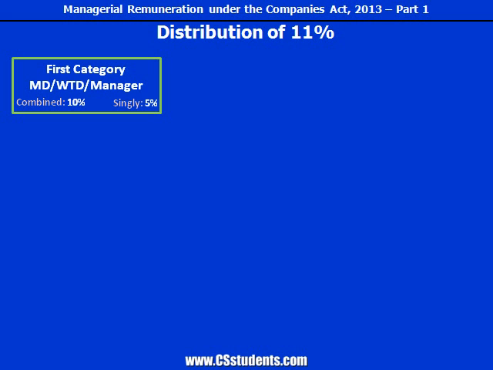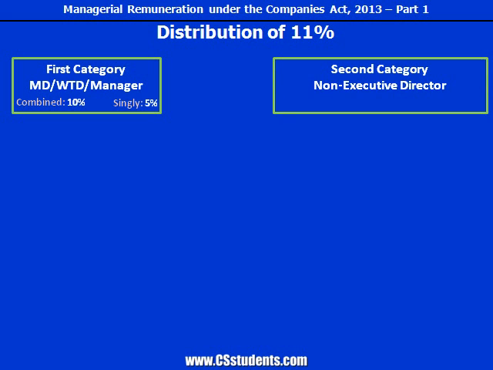And, to determine the percentage limits for non-executive directors, first check if the concerned company has any managing director, whole-time director, or manager. If yes, all non-executive directors, put together, will get 1% of the net profit. If the company has no managing director, whole-time director, or manager, all non-executive directors, put together, will get 3% of the net profits. The provision of Section 197 deals with this.